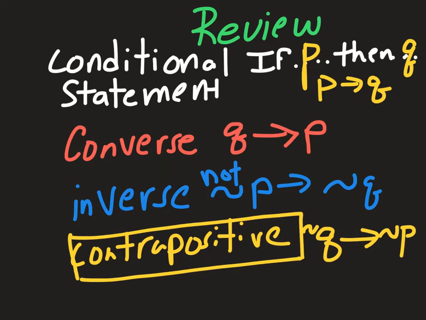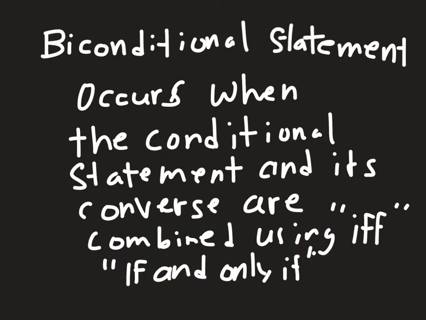All right. In your notebooks, I'd like you to write down that a biconditional statement occurs when the conditional statement and its converse are combined using IFF, if and only if. Symbolically, it would look like P, a double arrow, Q, because it goes in both directions. If P, then Q, but also if Q, then P. The if and only if replaces starting the statement with if and then; it goes between the two phrases, and you'll see that shortly.